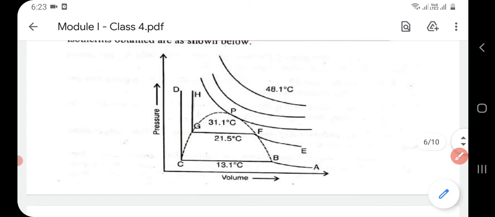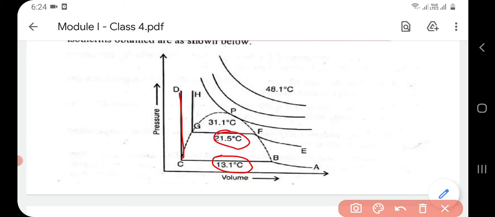Okay, and what about the vertical isotherm CD? The vertical isotherm represents only the liquid state of carbon dioxide. So that's all about the first isotherm, that is the lowest isotherm, observed at temperature 13.1 degrees Celsius. Now let us consider another isotherm at a still higher temperature, say 21.5 degrees Celsius. Just compare the isotherm BC with that of GF.